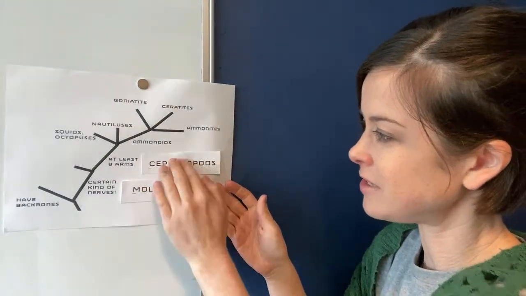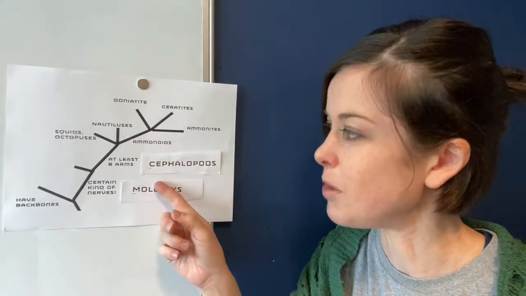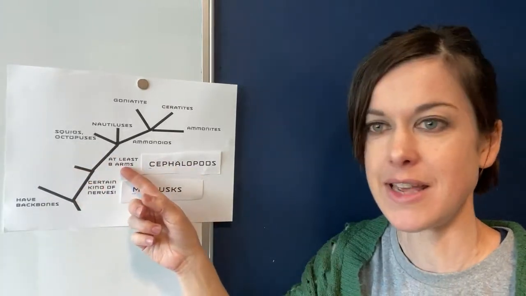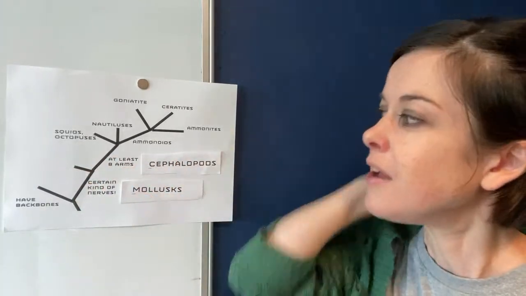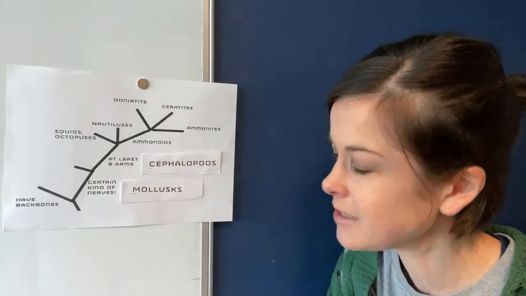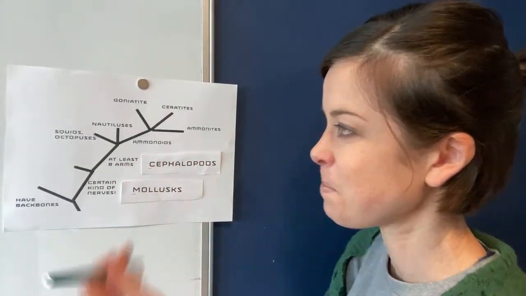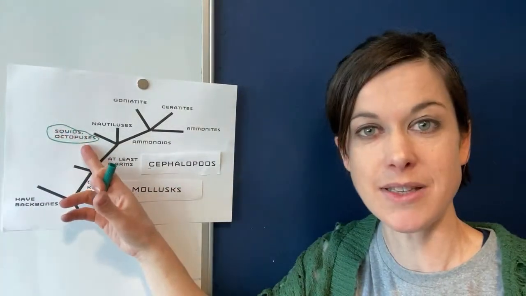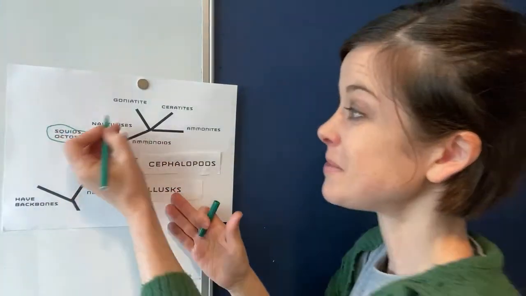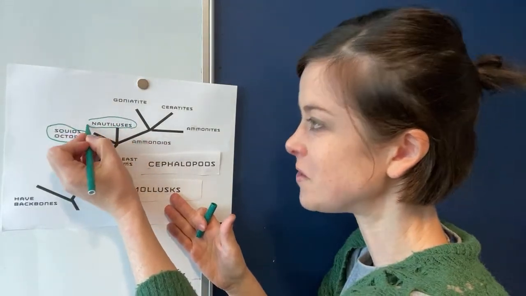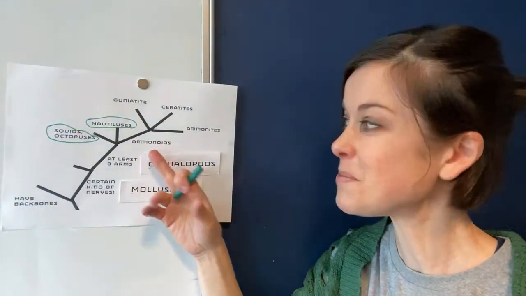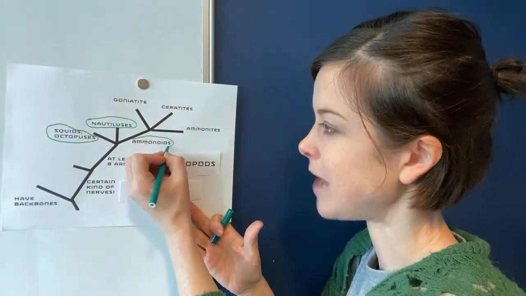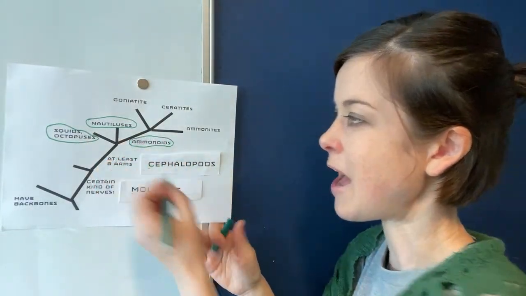Cephalopods. You heard that word? So all cephalopods are mollusks. Yeah, there's different kinds of mollusks. Some of them have got at least 8 arms, and we call them cephalopods. The cephalopods evolved to change. Until eventually, some cephalopods became squids and octopuses. Some cephalopods became nautiluses. And some cephalopods became what a lot of people call ammonites, but are technically ammonoids.